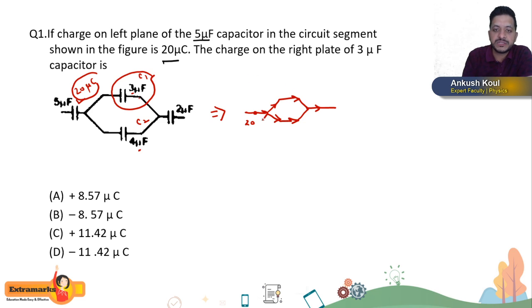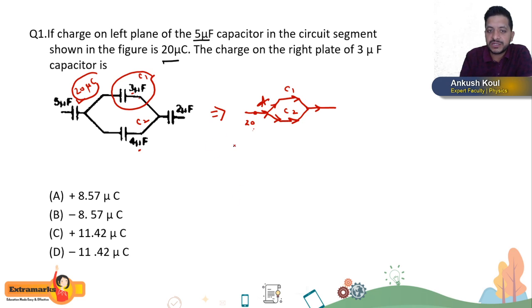So this 20 microcoulomb, when it reaches this junction, say I call this junction A, will get divided among these two capacitors. Because this capacitor C1 and this capacitor C2 are in parallel, the potential difference across the capacitors is the same. I will first take an elaborate method and then tell you the shorter one.